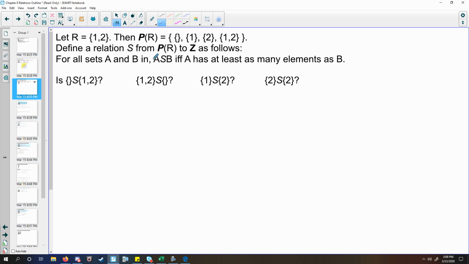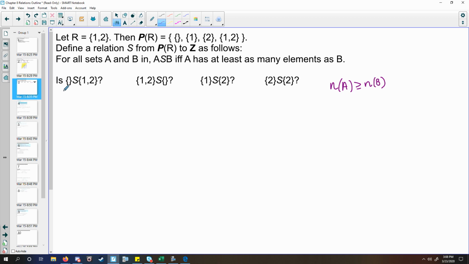For all sets A and B, A is related to B if and only if A has at least as many elements as B. So let's think about what that means in terms of cardinality. That means the cardinality of set A, at least means greater than or equal to the cardinality of set B. So in other words, if you treat each one of these as A on the left, B on the right, and you check the cardinality, you'll be able to determine if it's a member of the relation.